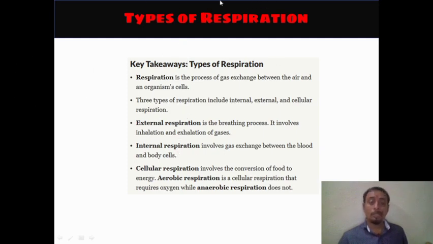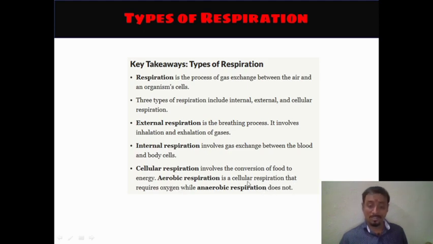So let's see the key takeaways. Types of respiration. Respiration is the process of gaseous exchange between the air and an organism's cells. Three types of respiration include internal, external and cellular respiration. External respiration is the breathing process. It involves inhalation and exhalation of gases. Internal respiration involves gas exchange between the blood and the body cells, while the third respiration process, that is cellular respiration, involves the conversion of food to energy.